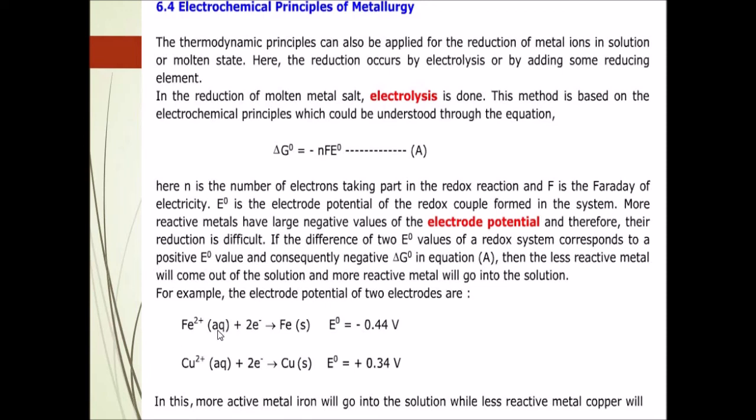In this case, you can see that iron is more reactive than copper, so iron can easily displace copper from its salt solution. In simple terms, the least reactive metal will come out of the solution and the highly reactive metal will get into the solution. That is, the more active metal, iron, will go into the solution, whereas the less reactive metal, copper, will come out of the solution very easily. The process of extraction of metal by electrolysis of their fused salt is called electrometallurgy.